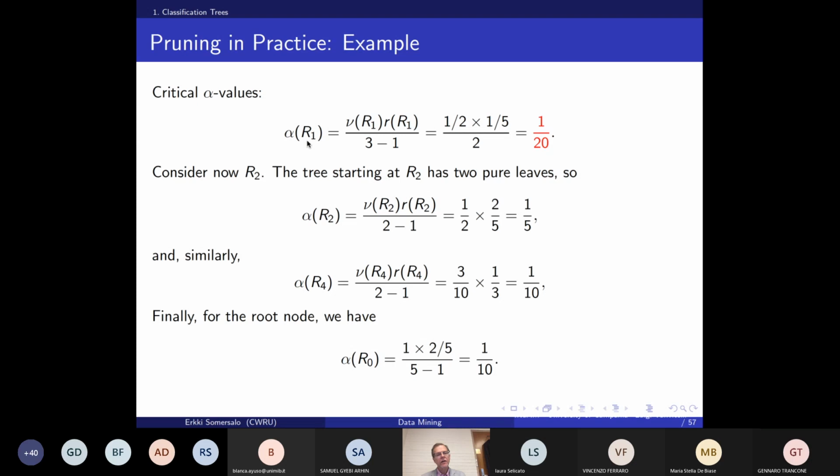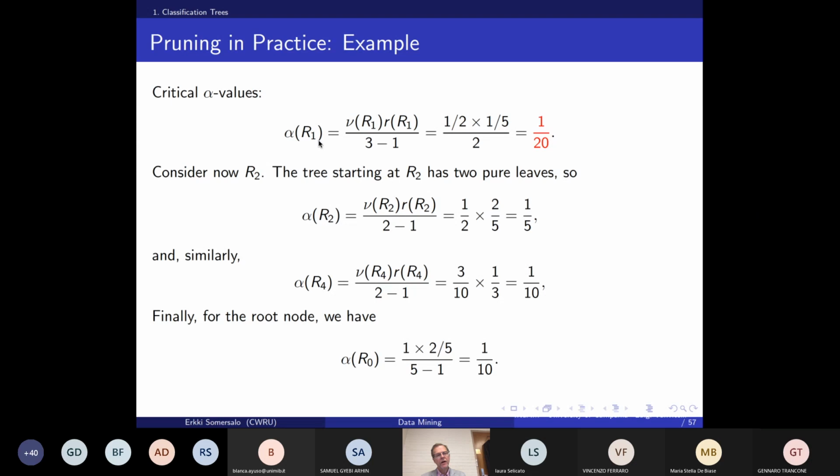So now we go and calculate the alphas. Remember, all these nodes have only pure leaves. And remember the pure leaves formula was that you take the importance of the node times the misclassification error of the node, and then you divide by how many leaves you would eliminate, minus 1.